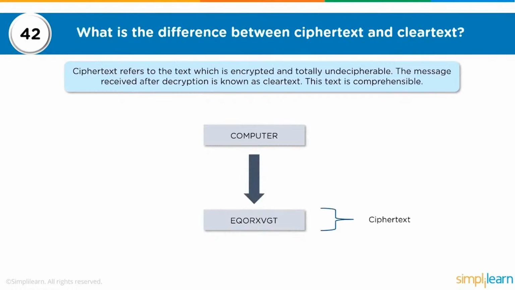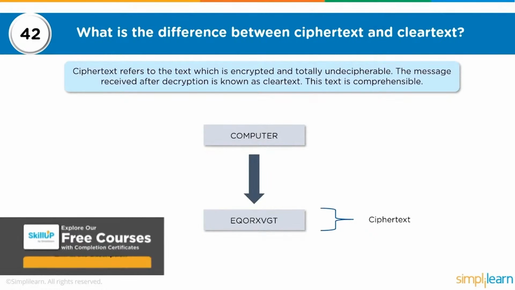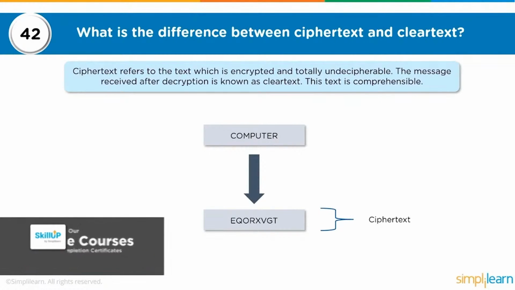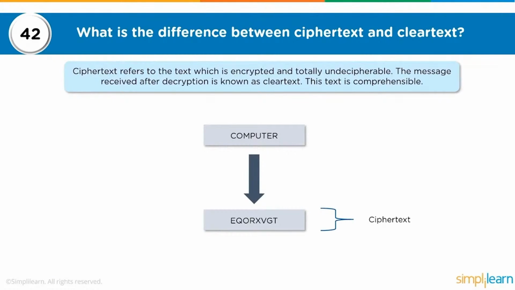The next question: what is the difference between ciphertext and clear text? Ciphertext refers to the text which is encrypted and totally undecipherable. The message received after decryption is known as clear text. This text is comprehensible. So the word computer is clear text. That means that it has not been treated with any cryptographic measures. It does what it is intended to do.